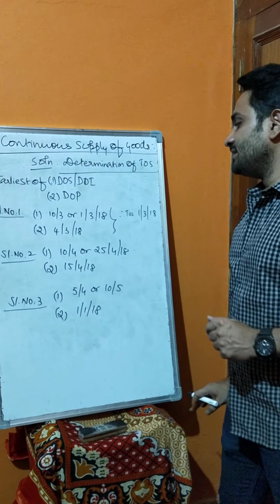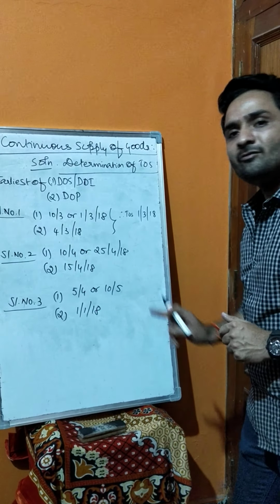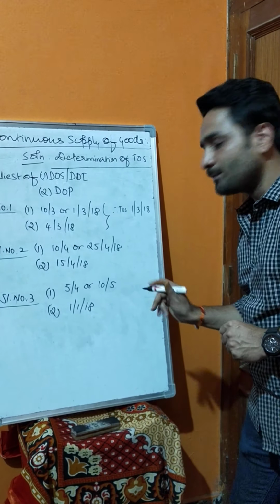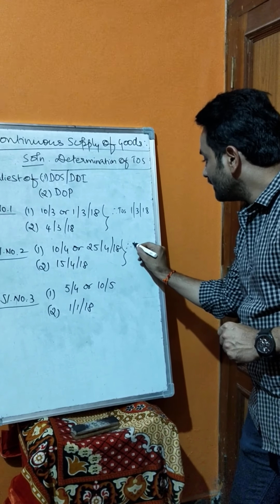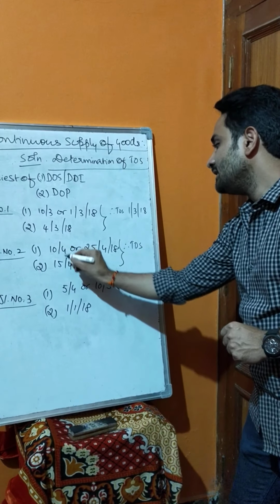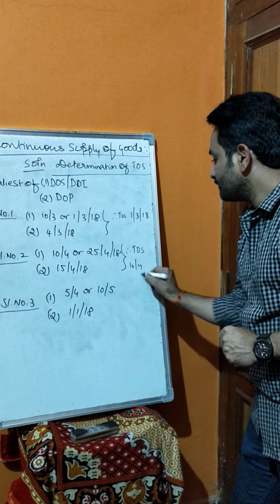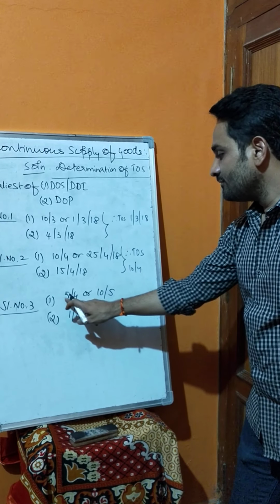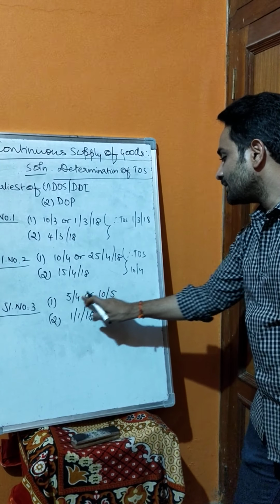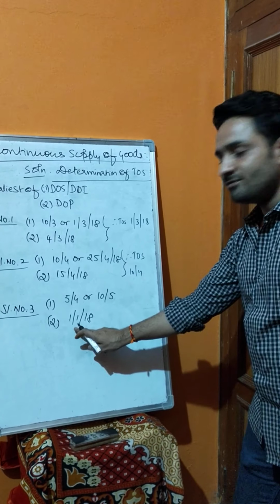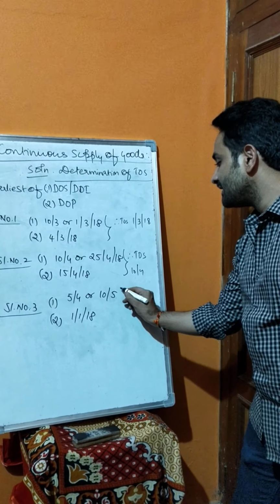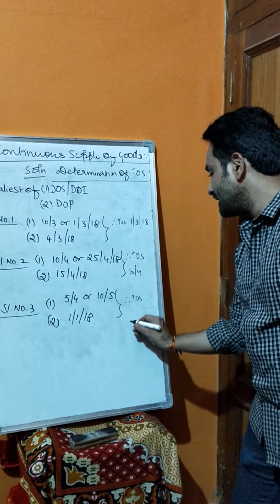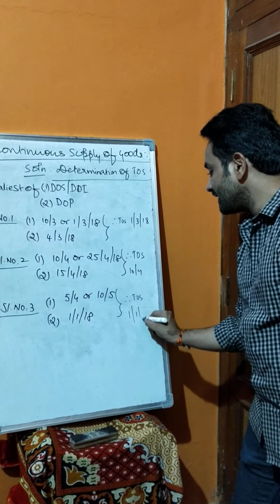Same is the case with serial number 2. They have given 10th April or 25th April, whichever is earlier, 10th April. Compare 10th April with 15th April, whichever is earlier. Therefore, time of supply shall be 10th April or 15th April? 10th April. Look at serial number 3. They have given 5th March or 10th May, whichever is earlier, 5th April is given. So 5th April compared with 1st January. 5th April or 1st January, whichever is earlier, time of supply shall be the earliest of these 2 dates. So therefore it is 1st January 2018.